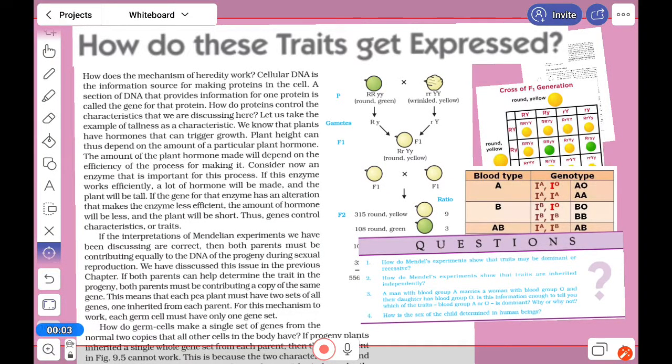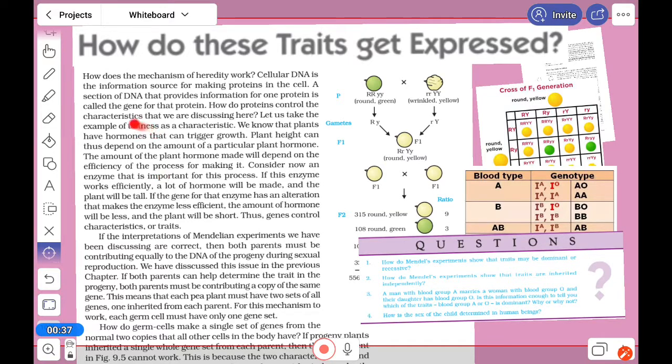Class, today we will discuss Mendel's experiment and how these traits get expressed. How does this mechanism of heredity work? Cellular DNA gives the information. A certain gene is there, and the gene will produce a certain protein. So protein is produced from the gene, and from that the characteristics will come.